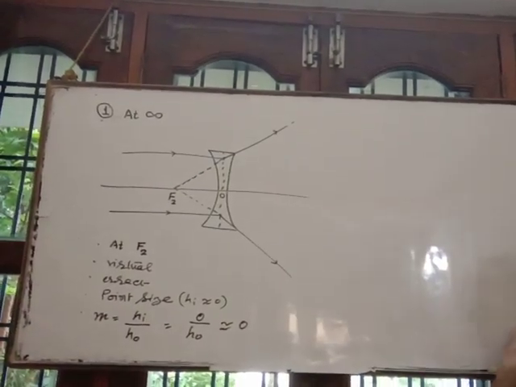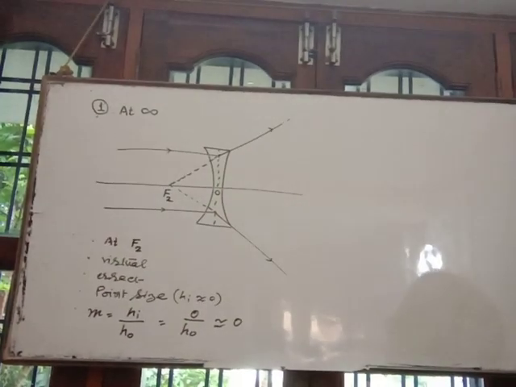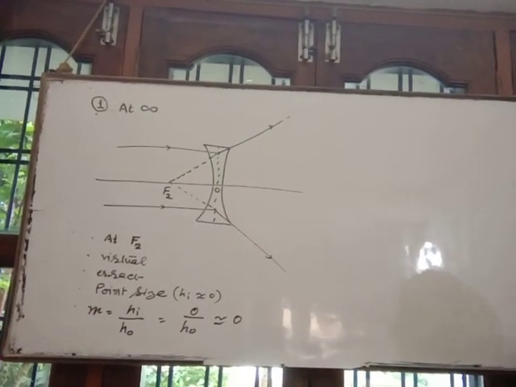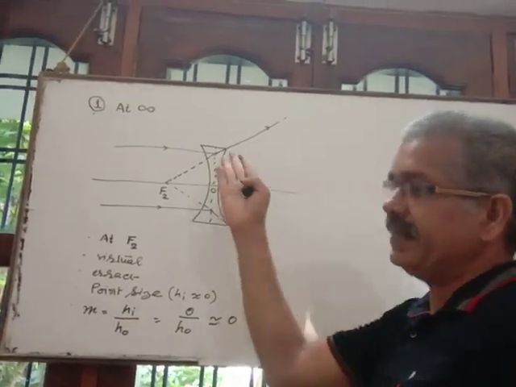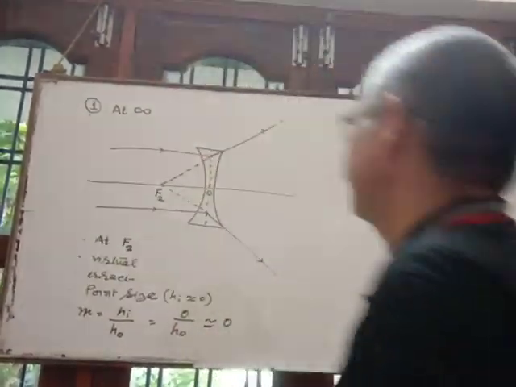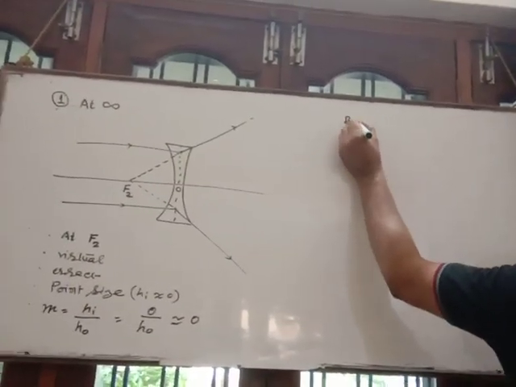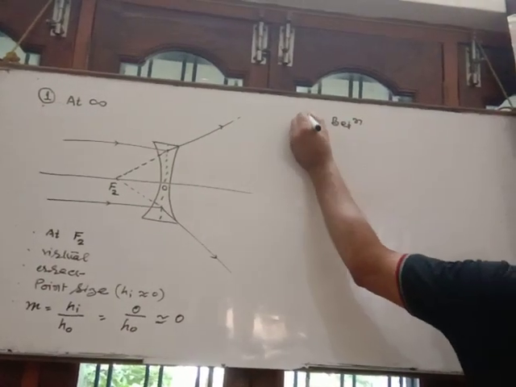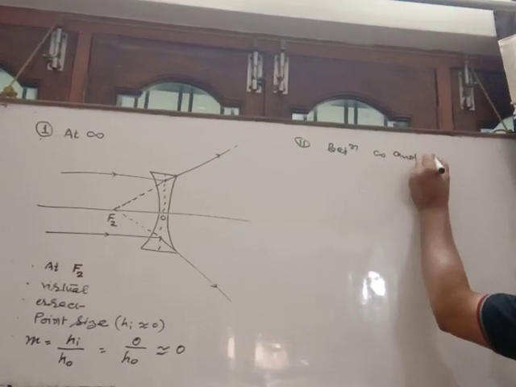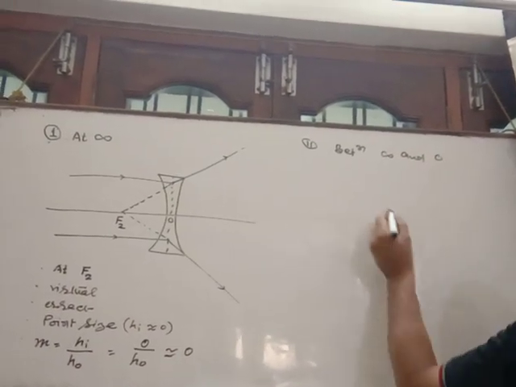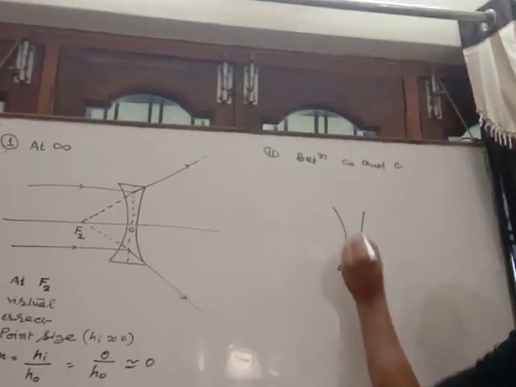Clear? Second case, when the object is kept between optical center and infinity, anywhere we can take. See here, second case, between infinity and optical center. There are two cases only in a concave lens.